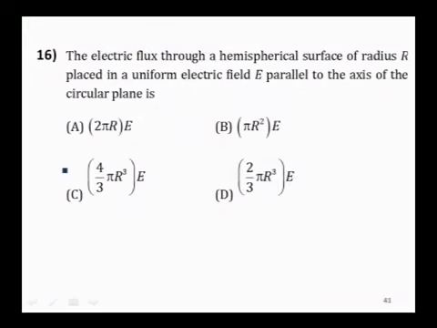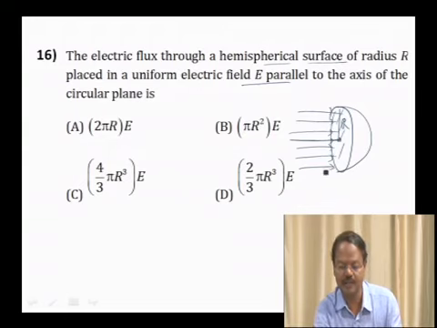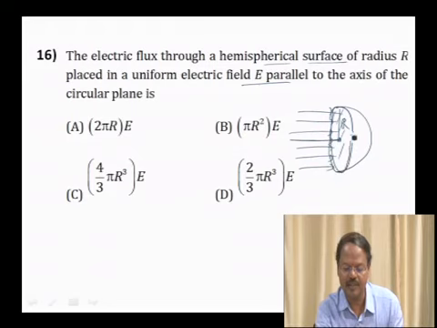Then, going further: electric flux through a hemispherical surface of radius r placed in a uniform electric field parallel to the axis. If you have a hemispherical surface, this is the circular plane, the axis of that is here, and they have given a hemispherical surface of radius r placed in a uniform electric field. The direction of the field is parallel to the axis. So electric field lines are like that. This is uniform, meaning they are all parallel lines of equal distance. So flux is calculated for this area.